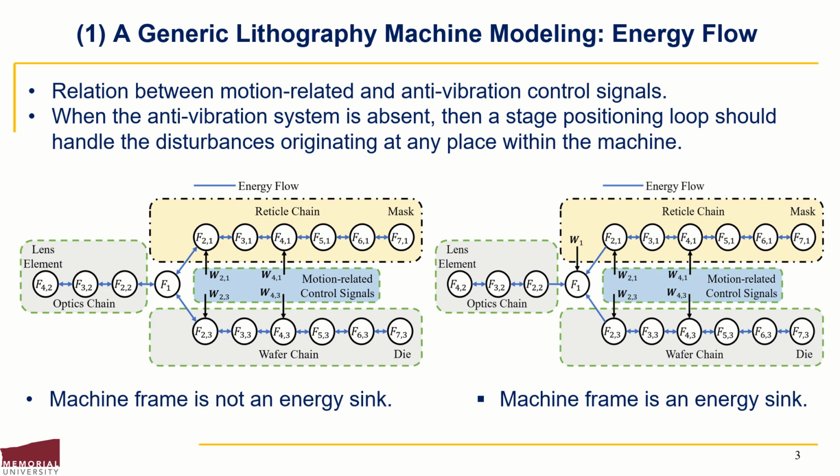In case W1 is absent, maybe as depicted in the figure to the left, then vibration can propagate to other chains and deteriorate the machine performance unless the motion-related signals are cooperatively designed. Therefore, a stage positioning loop should oversee the disturbances affecting it, originating at any place within the machine.